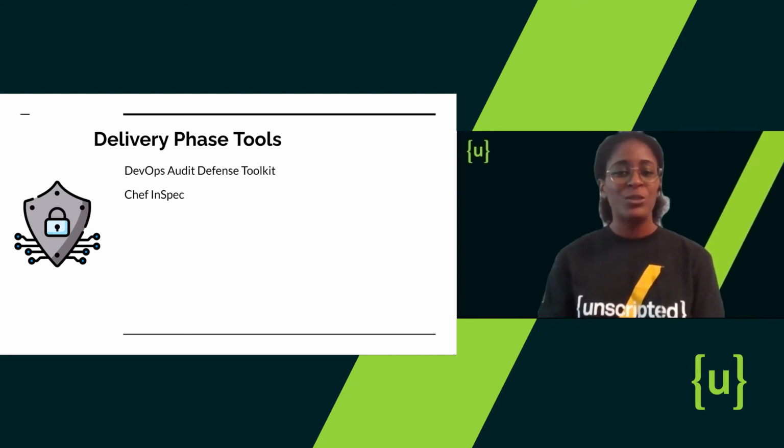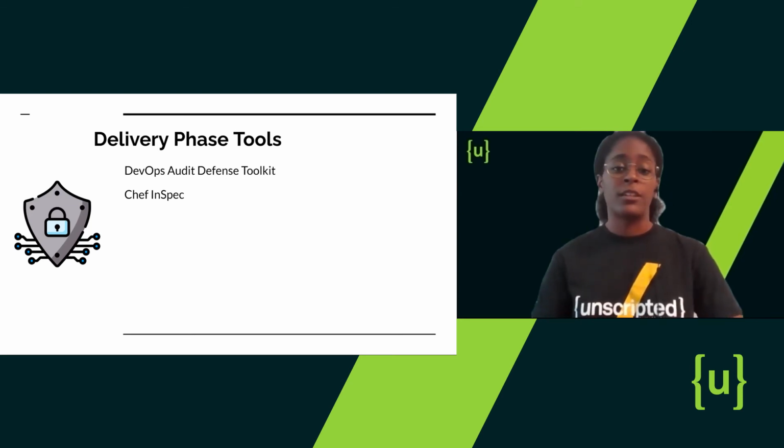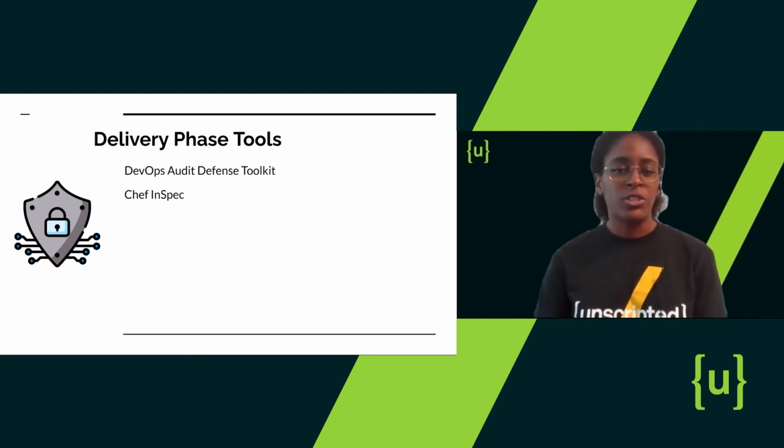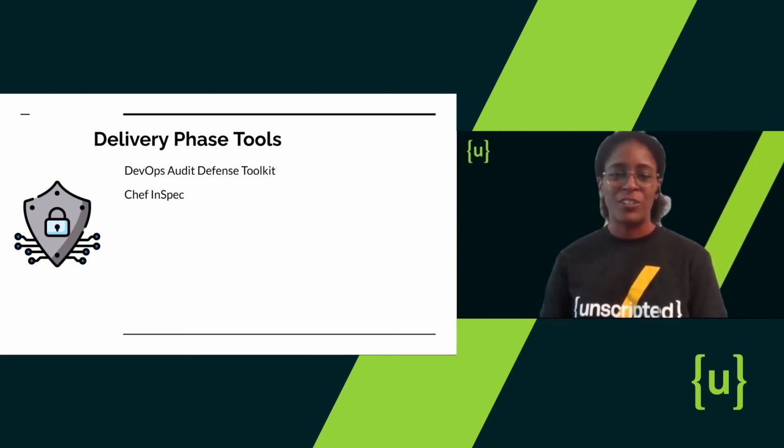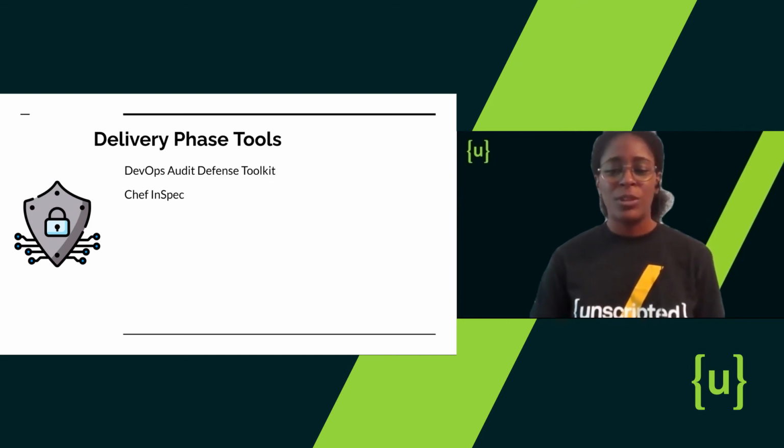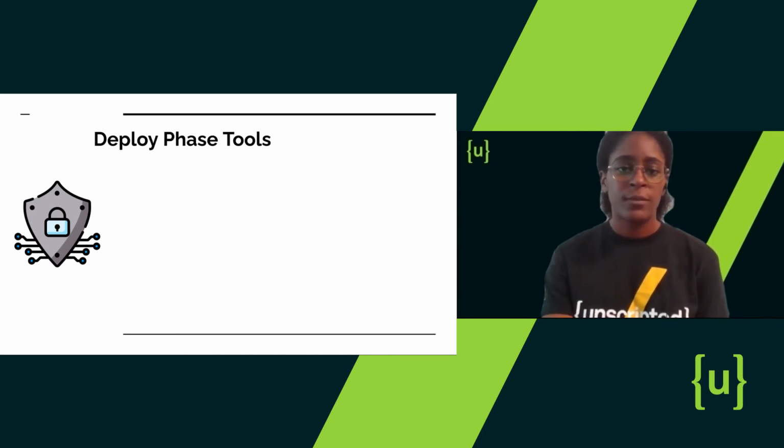And if you want to do something a little bit more automated, Chef InSpec is a really good tool for this. It'll go through and check everything. One thing I'm not 100% sure of though is if you actually have to use Chef to use InSpec. If that's something you want to play with, feel free to go look that up. But the DevOps Audit Defense Toolkit is really good, especially when you have a manual QA process.